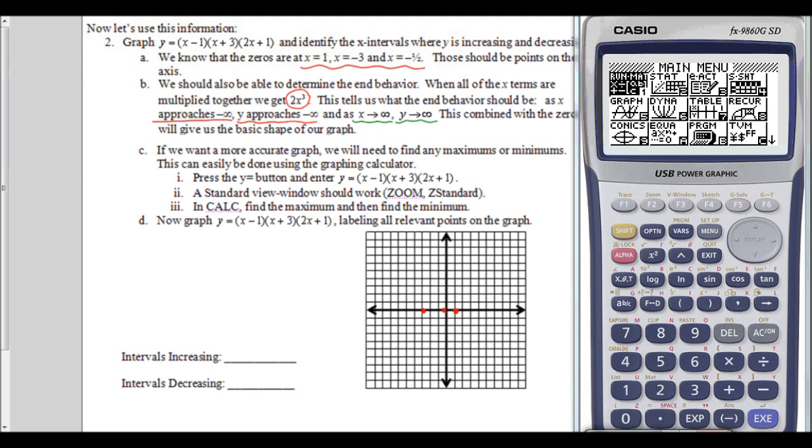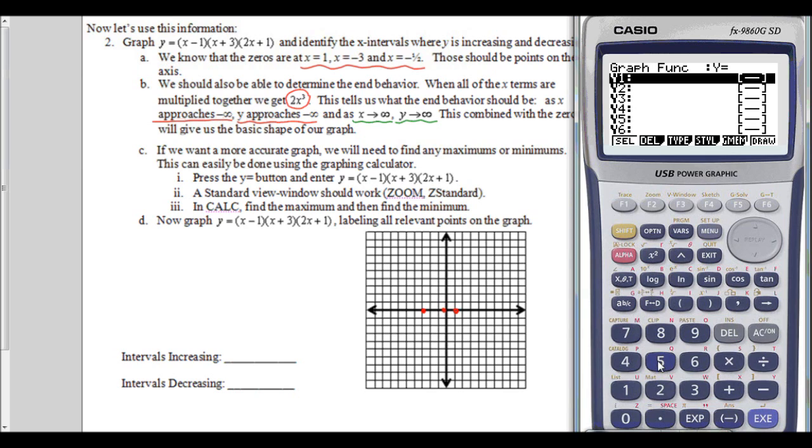So to put this into my calculator, I'm going to go into the graph menu and type it in just like it's written: x minus 1 in parentheses, and then x plus 3 in parentheses, and then 2x plus 1 in parentheses.